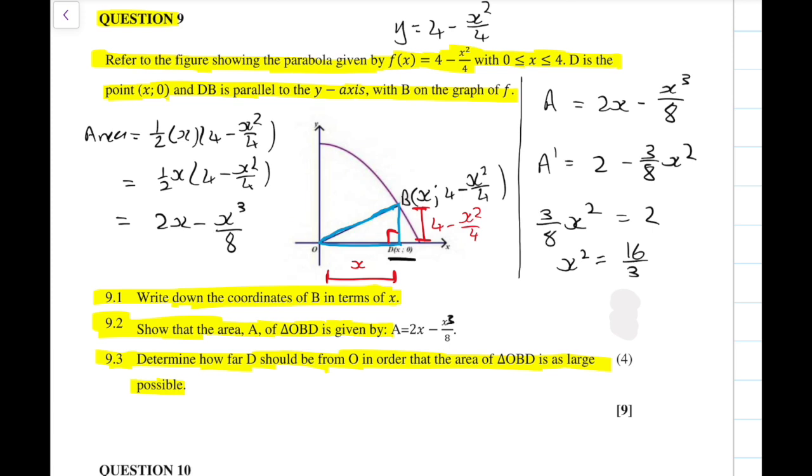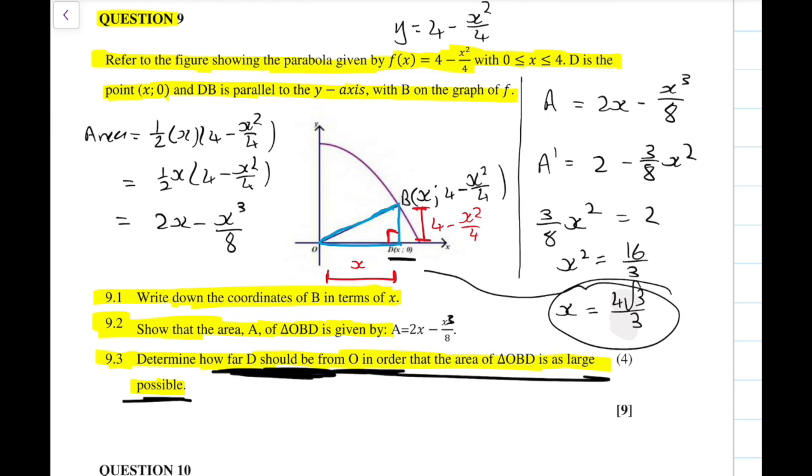Once you square root this, well, actually your calculator will give it to you in the right form, which is going to be 4 root 3 over 3. So that is the value of x to maximize our area. They're not asking for the maximum area. They're simply asking how far D should be from O so that the area is as large as possible. So basically the x value should be 4 root 3 over 3. Or you can even round that off because it's just the value you need to show.